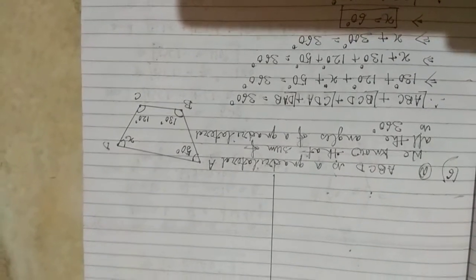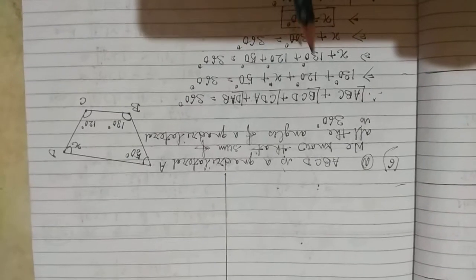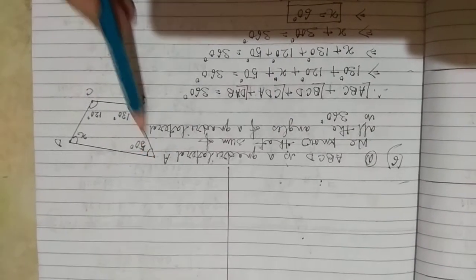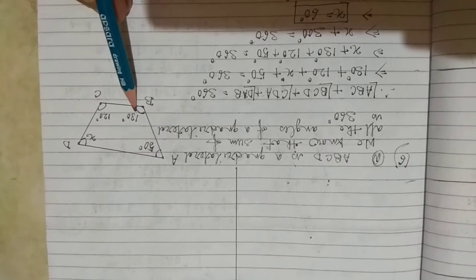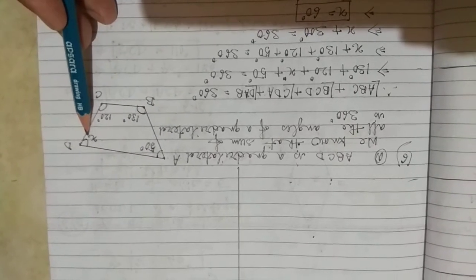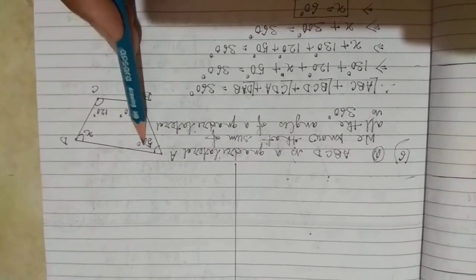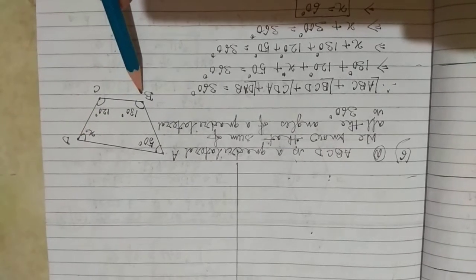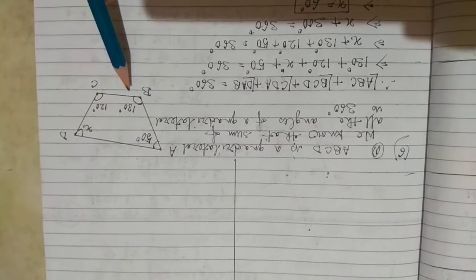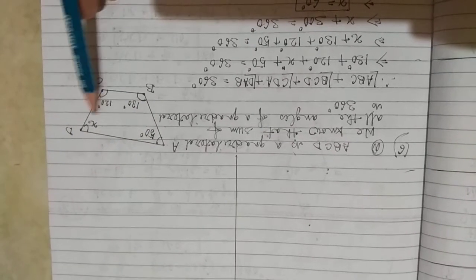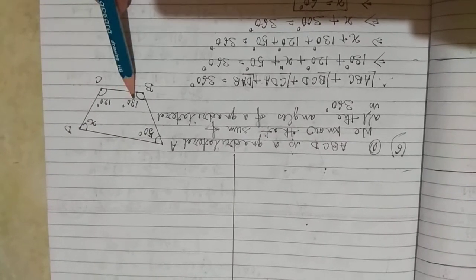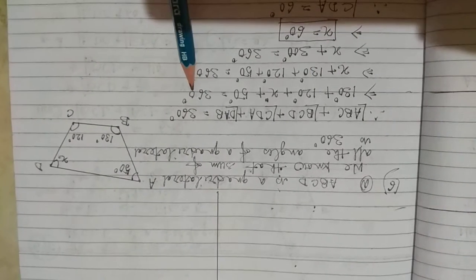Now, question number 6a. Here, ABCD is a quadrilateral. This is the figure, and the angles are 50 degrees, 130 degrees, 120 degrees. Find the value of x. We know that the sum of the 4 interior angles of a quadrilateral is 360 degrees. So x plus 120 plus 130 plus 50 equal to 360 degrees.